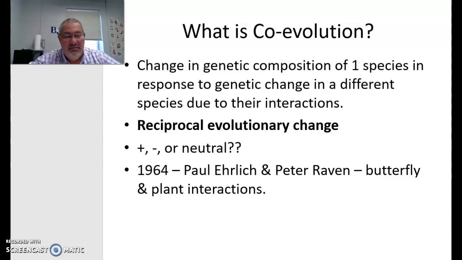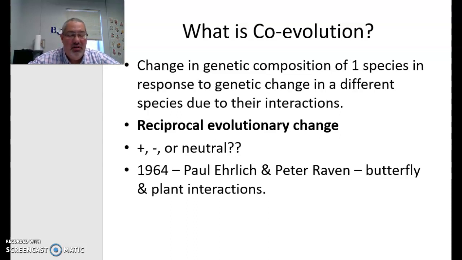And coevolution kind of tries to examine how one species is able to change the genetic composition of another and vice versa. So the second bullet in bold, reciprocal evolutionary change, is another definition of coevolution. Maybe it's a little bit more difficult to understand than the first bullet. The change in the genetic composition of one organism in response to its interactions with another.